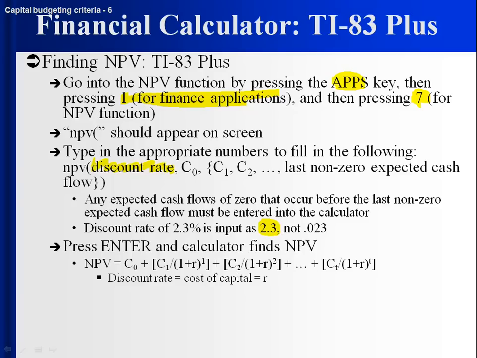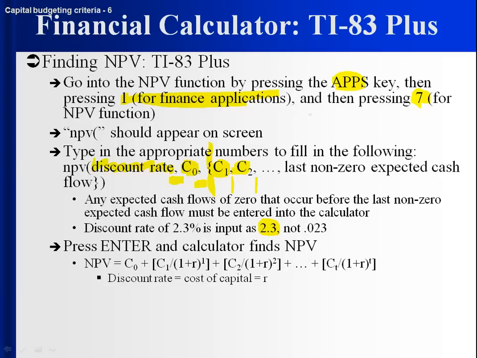If the cost of capital was 14.94%, you wouldn't put in 0.1494. You'd put in 14.94. Then, this is really important, a comma. Comma is really important in this function. It tells the calculator it's time for a new argument. You would then put in C0 and then another comma. And now the calculator says, okay, now I want the rest of the cash flows. So you give it the brackets, which you can get by hitting second and then open parentheses. And now the calculator wants the rest of the cash flows. So you just give it C1, C2, and you separate them all by a comma.